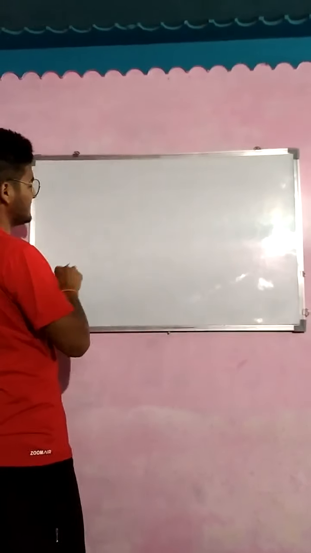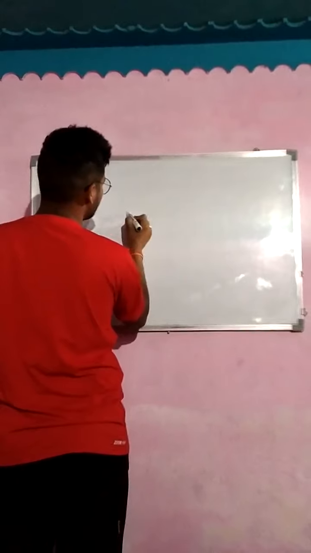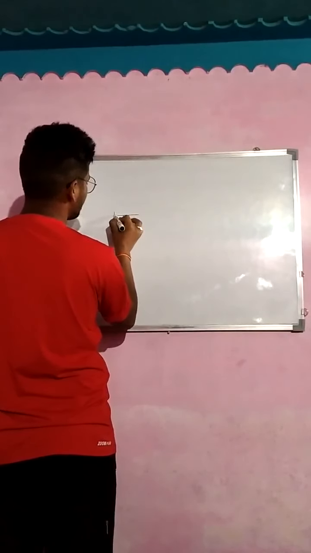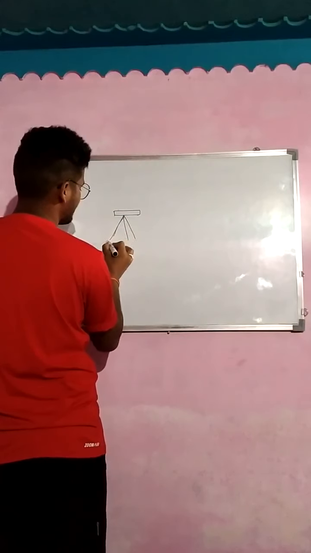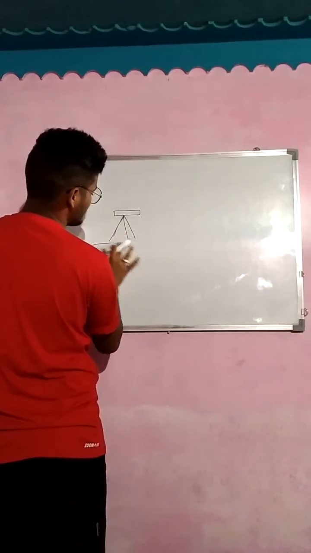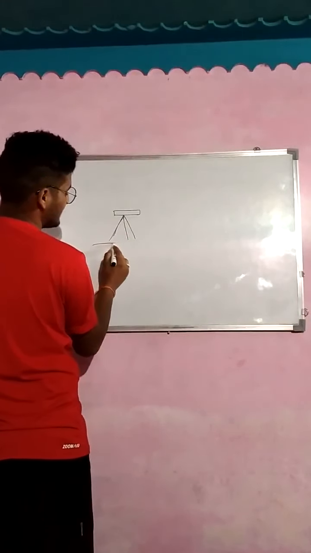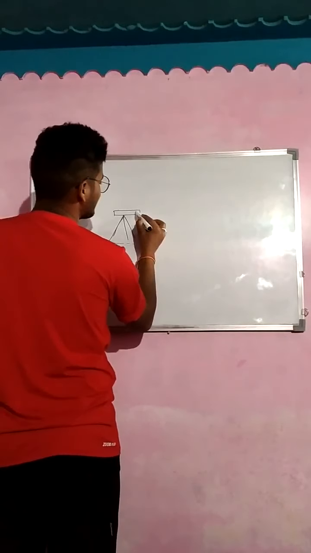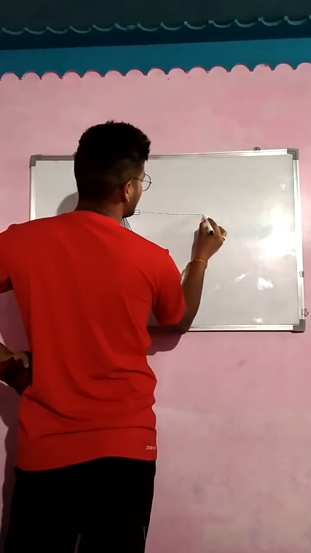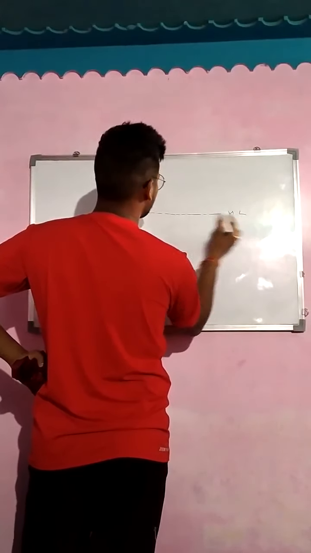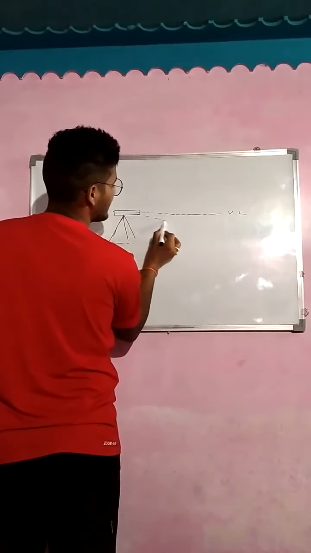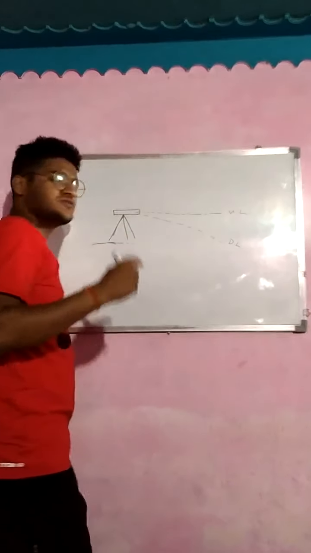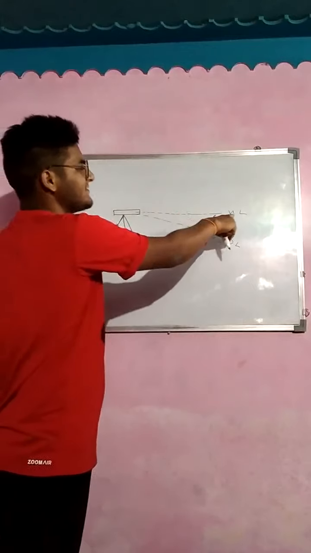So now this is the diagram, this is your staff. Okay, this is your level or whatever instrument you are using, auto level. So this is your staff set here. This is your level line or horizontal line. This is your deflected line. Actually in the surveying, this line is here.